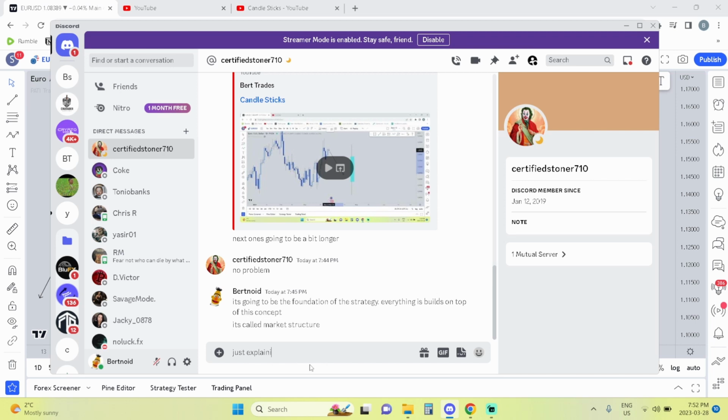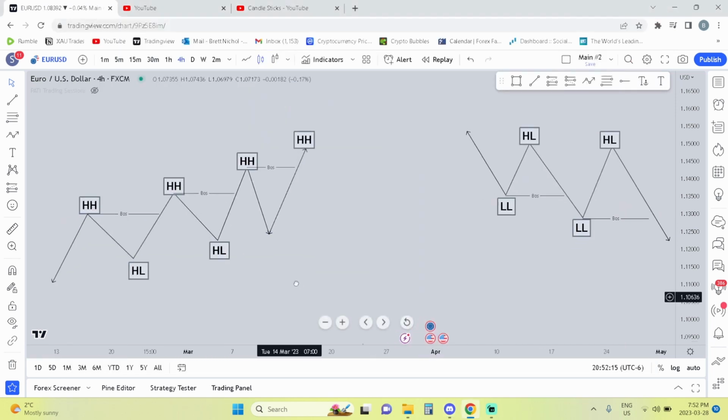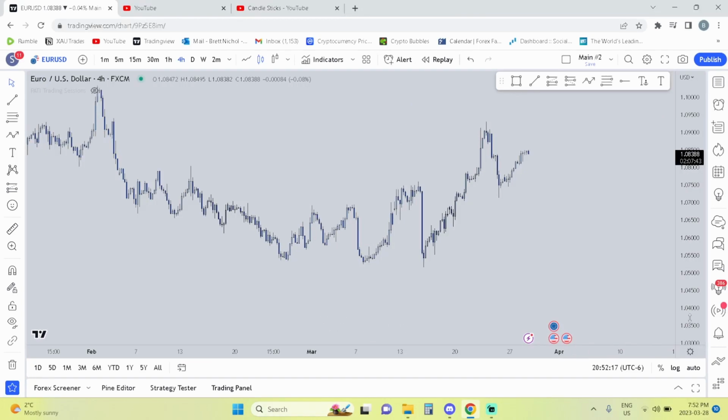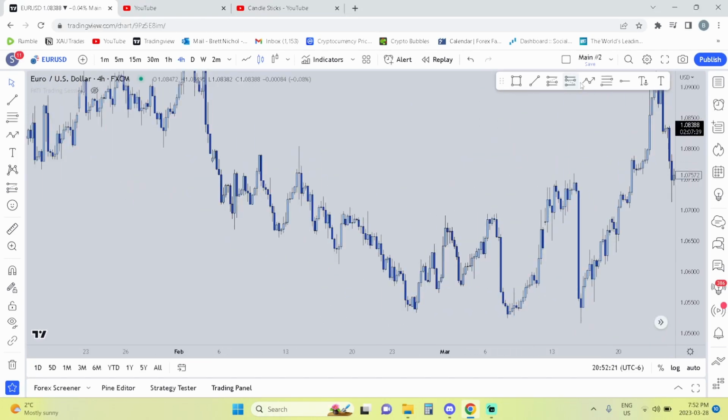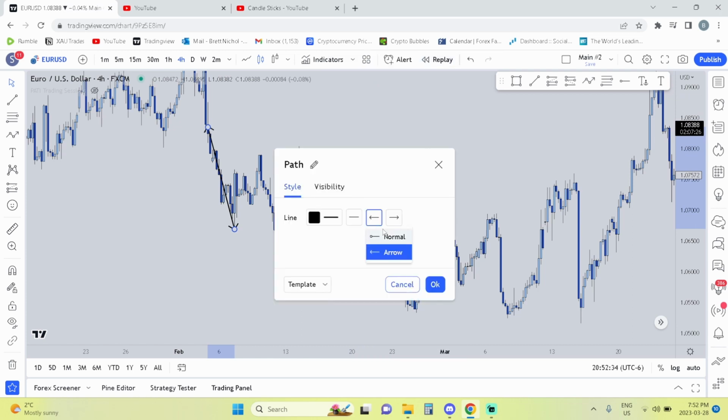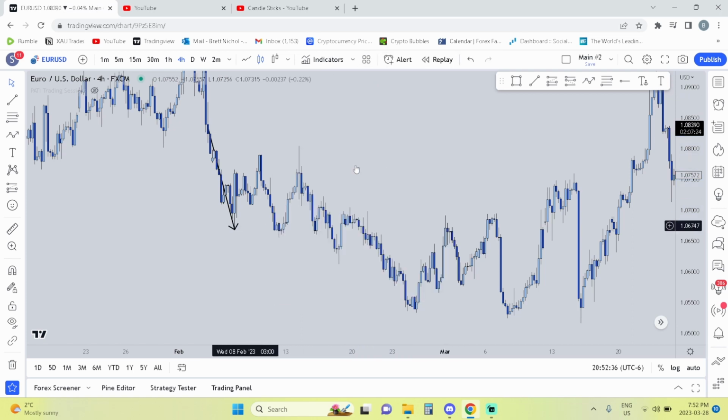Just explaining that video. So in a real market, the whole market swing structure looks like this: we got this move down to here like that. Why is that double arrows? It should just be normal. So yeah, we get a move down to boom.